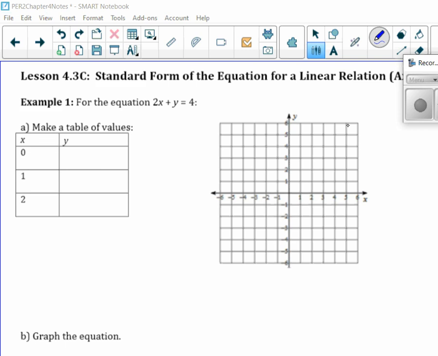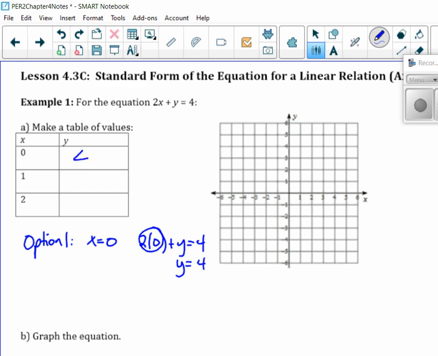So I'll say option 1. Option 1 is substitute x each time. So when x equals 0, you get 2 times 0 plus y equals 4. So 2 times 0, 0 is that whole thing, and then you get y equals 4. And then you plot 0, 4.